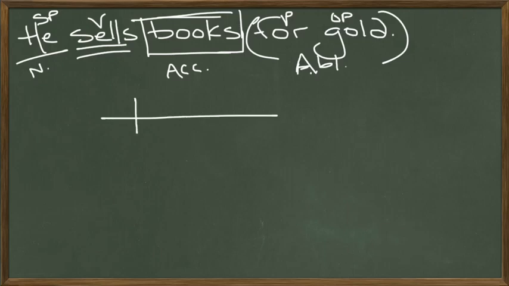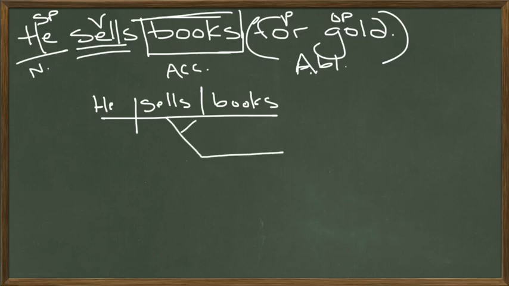Let's diagram this. He sells books, and he actually sells for gold. He sells for gold. He sells books for gold.